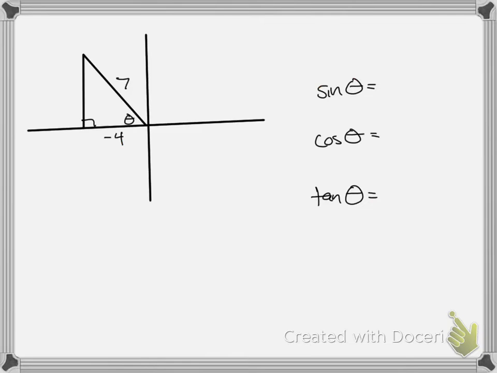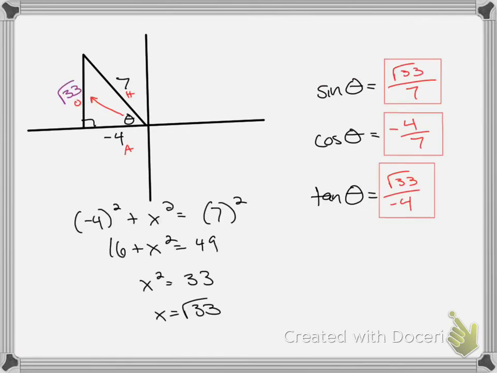One more. See if you can do this problem all on your own. Pause your video. Okay, the Pythagorean theorem gives you root 33. Because this measurement, the purple root 33, is up from the x-axis, and the y-axis is positive when you go up from the x-axis, it actually stays positive root 33 in this problem. Then fill in your sine, cosine, tangent, and check and see if you got the same thing as me.